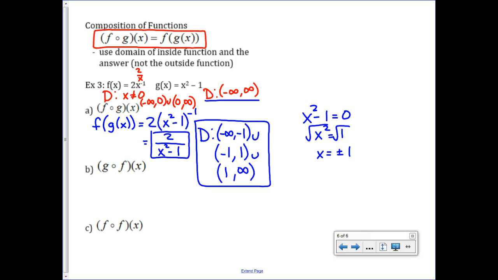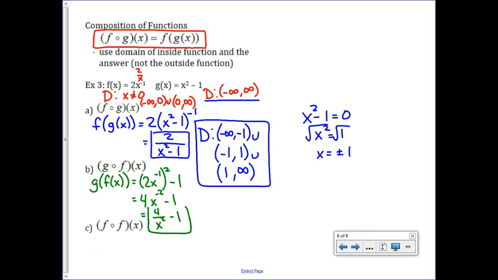All right, let's reverse that. Let's do g of f of x. So I'm going to start with the function g of x, and anywhere I see an x, I'm going to replace it with f of x. So I immediately get to x squared. So I'm going to do 2x to the negative 1 squared minus 1. 2 squared is 4. x to the negative 1 squared is x to the negative 2, minus 1. So then I can rewrite that as 4 over x squared minus 1.